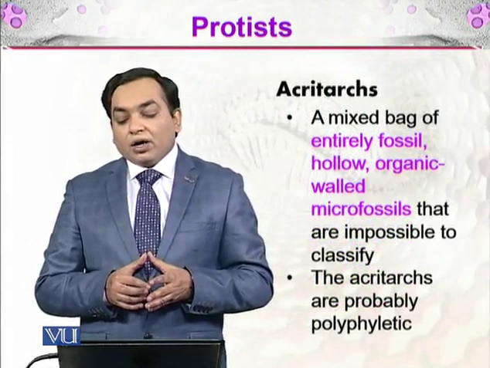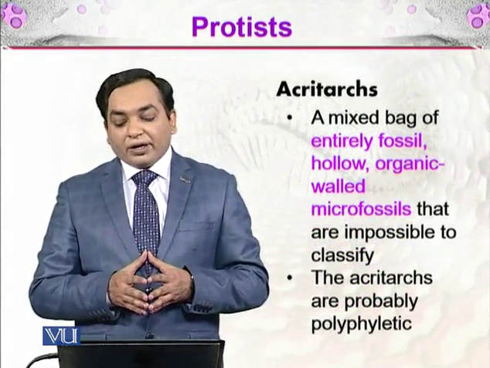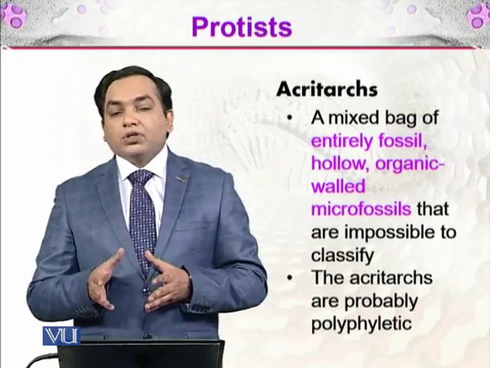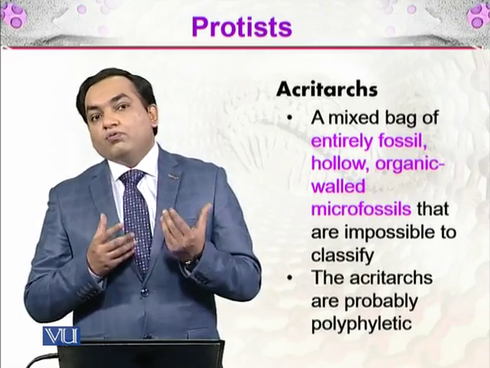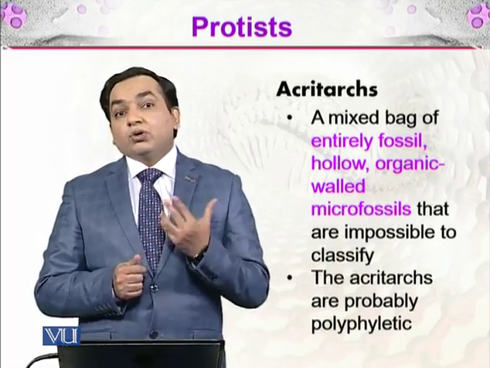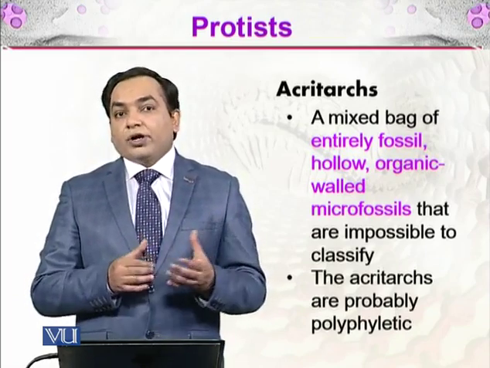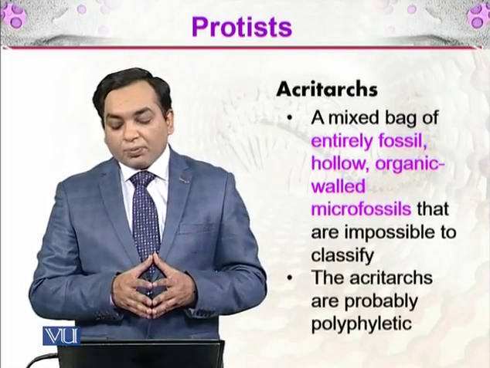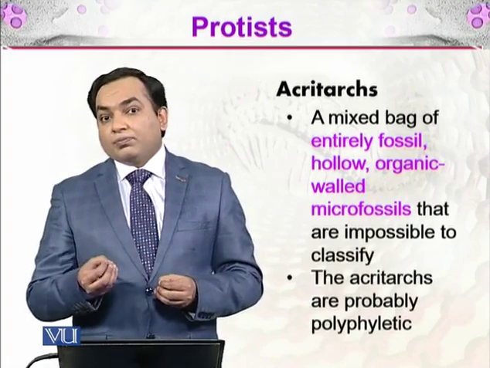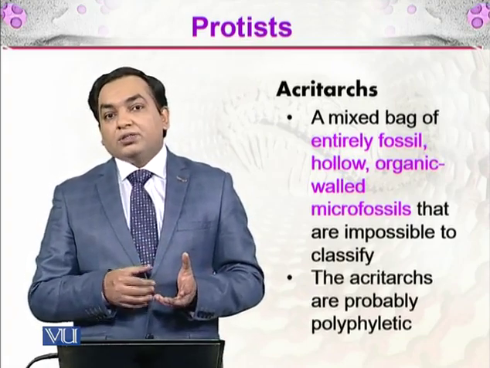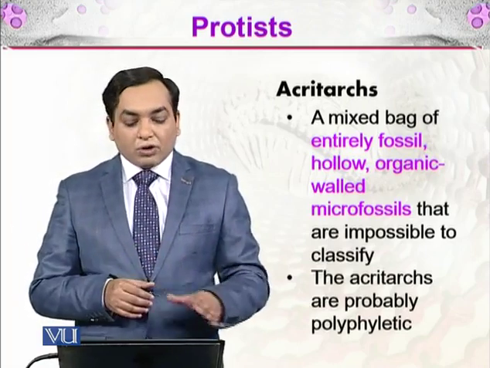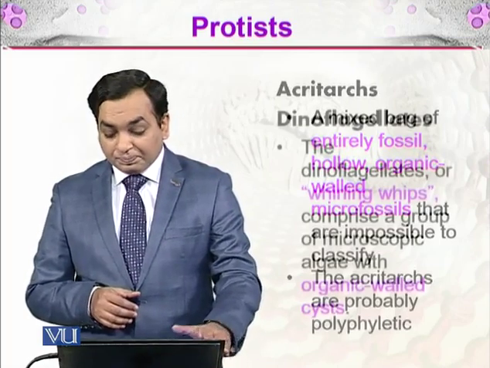Then there come the acritarchs. The acritarchs are a mixed bag of entirely fossil, hollow, organic-walled microfossils that are impossible to classify. We do not know their origins because they are so different from each other, but still they look like living organisms at some point. So these acritarchs are probably polyphyletic, meaning their origins are not the same. Poly means many, phyletic means origin. So they come from multiple origins, and collectively these are called acritarchs.